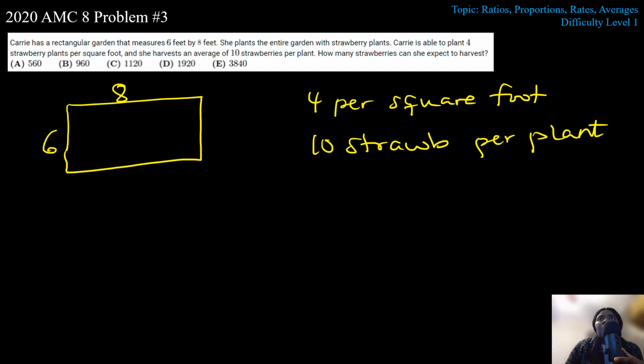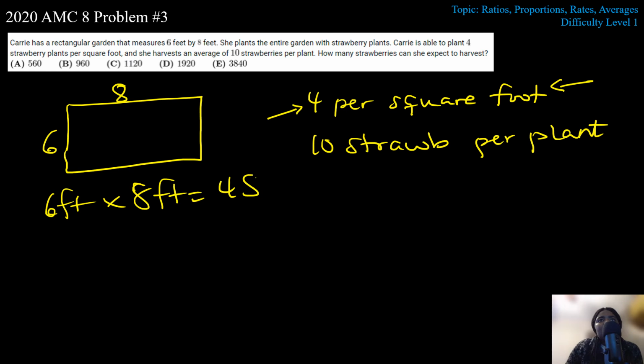Well, because it says she is able to plant 4 per square foot, we need to figure out how many square feet we have here. Square feet is an indication of area, right? Because 6 feet times 8 feet gives us 48 square feet. Now that we have that, it's 48 square feet and 4 plants per square foot.